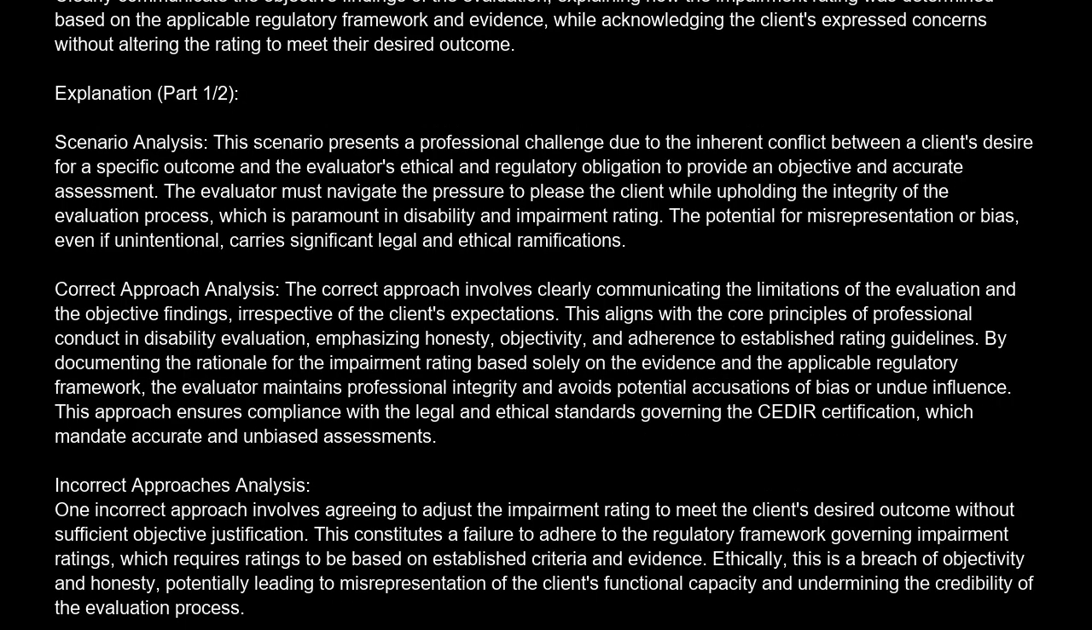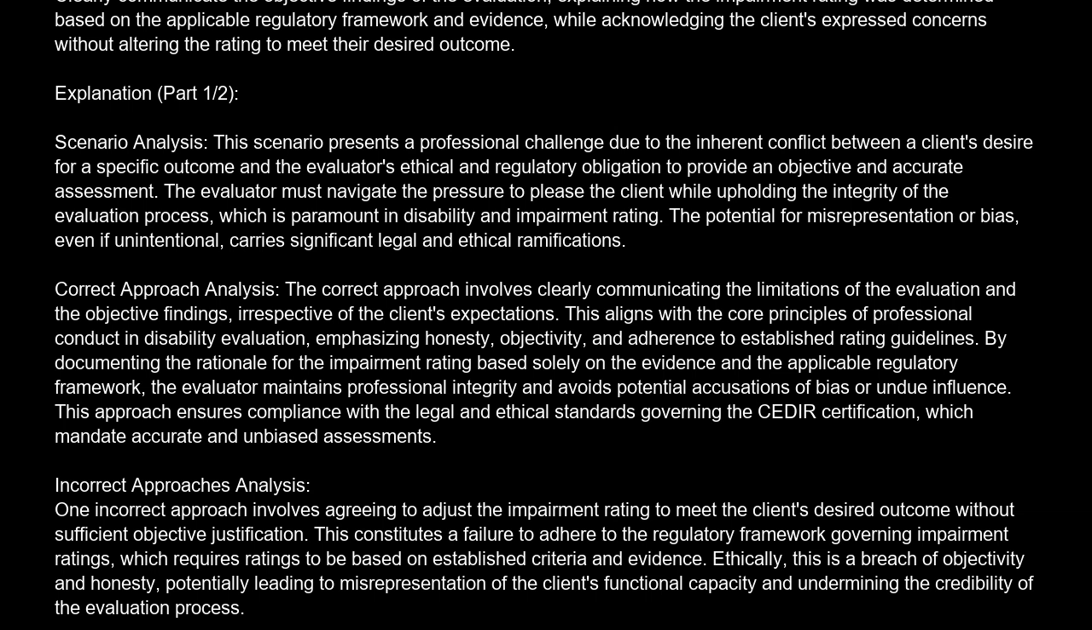The correct answer is B. Clearly communicate the objective findings of the evaluation, explaining how the impairment rating was determined based on the applicable regulatory framework and evidence, while acknowledging the client's expressed concerns without altering the rating to meet their desired outcome.